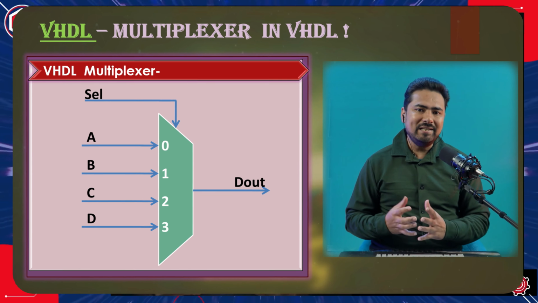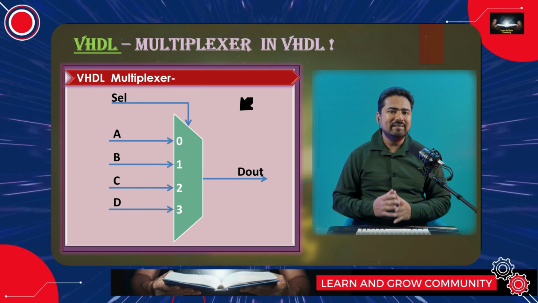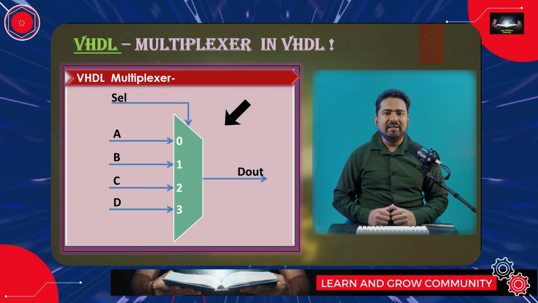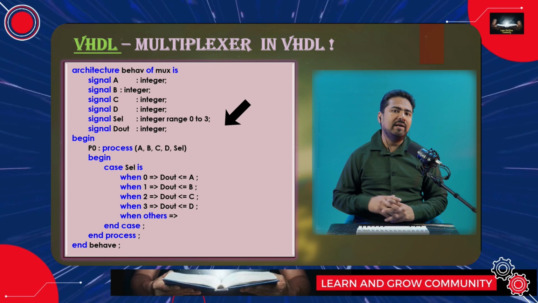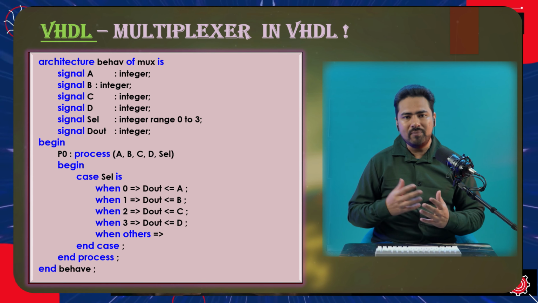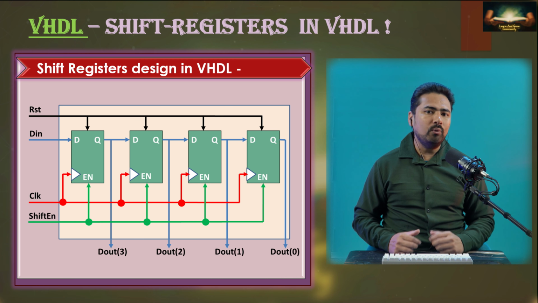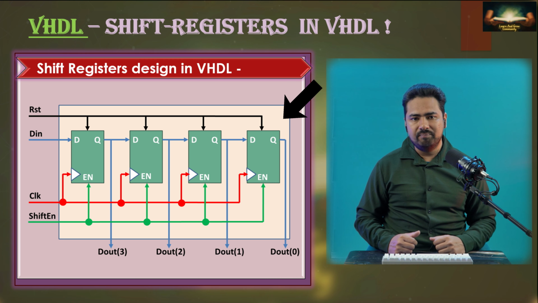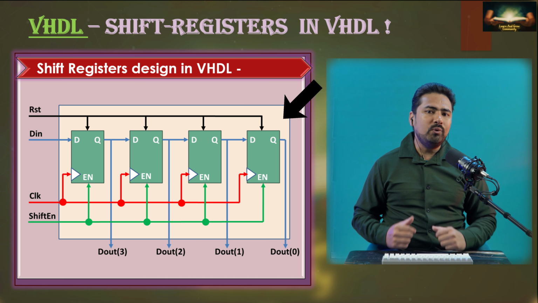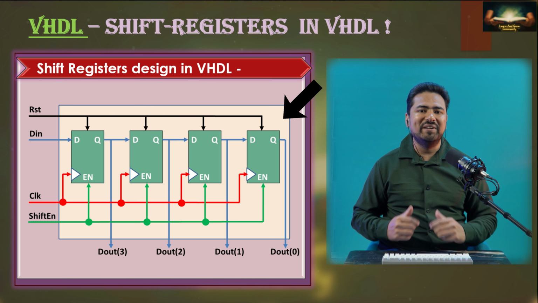Hi. In the last session, we talked about multiplexers in VHDL. We've seen how to write a VHDL design for a combinational multiplexer and registered multiplexer. Now let's talk about shift registers in VHDL, and we will explore how to implement a shift register in VHDL.